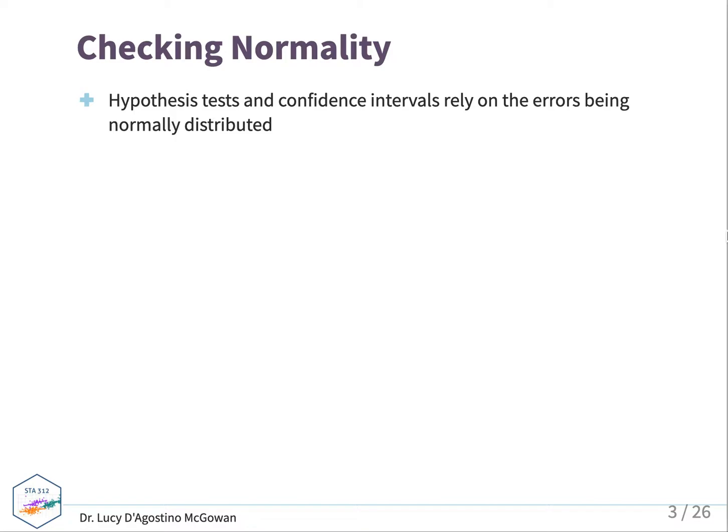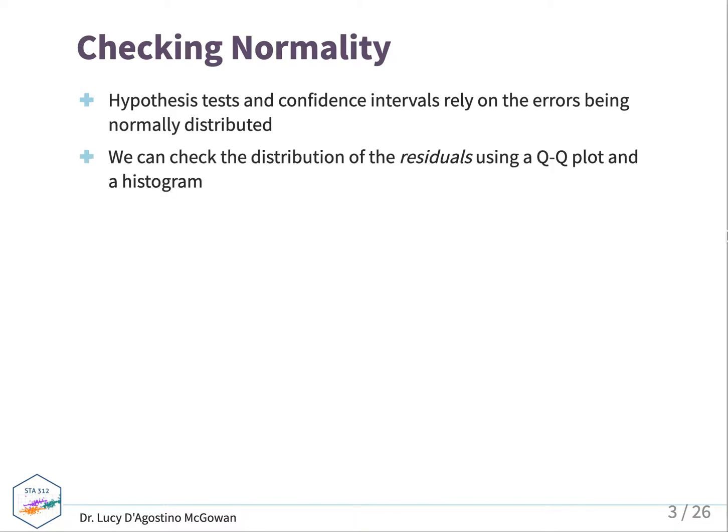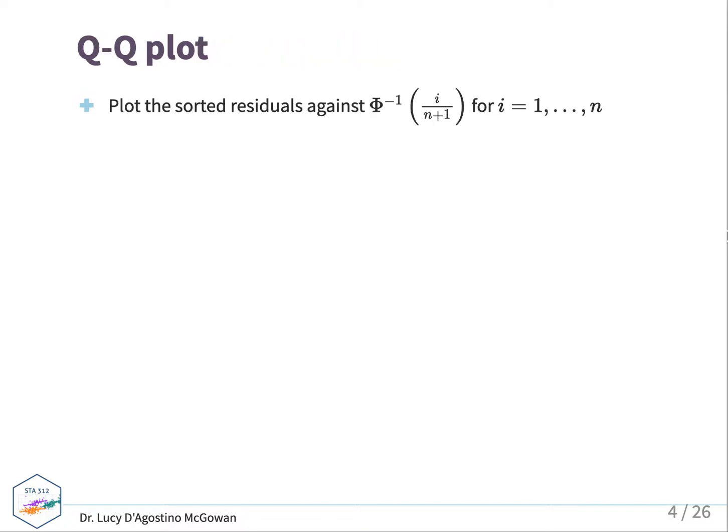So hypothesis tests and confidence intervals rely on the errors being normally distributed. And we can check the distribution of the residuals using a QQ plot and a histogram. And this can give us some idea of whether this assumption is violated. So what's a QQ plot? A QQ plot is where you plot the sorted residuals. So you sort residuals from smallest to largest, and then you plot them against the normal quantiles for each i from 1 to n, so through each of the observations in your data set.